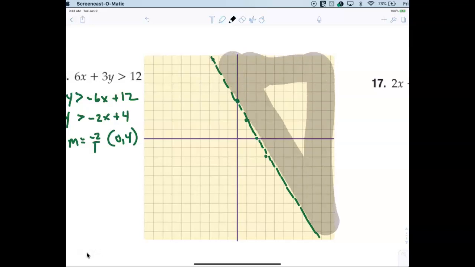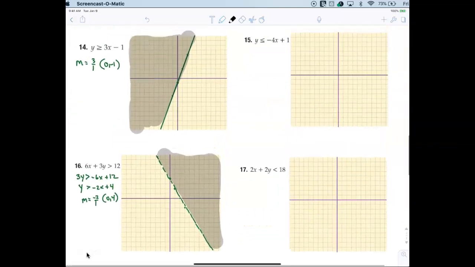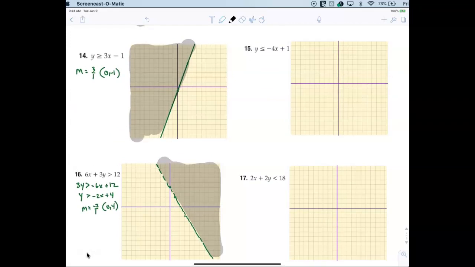Anybody have any issues? Well, what's the difference between 14 and 16? No. The line. What's the difference between the lines on 14 and 16? One's a what? Dotted line, and one's a solid. So what's different about the inequalities? Yeah, greater than or equal to. Greater than or equal to is a solid, just like graphing from yesterday.